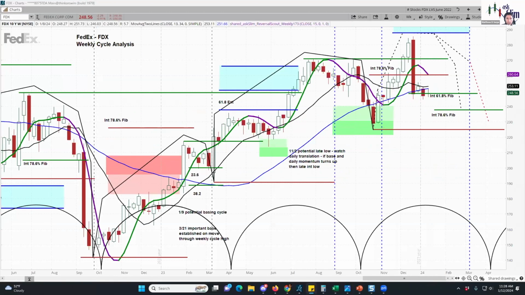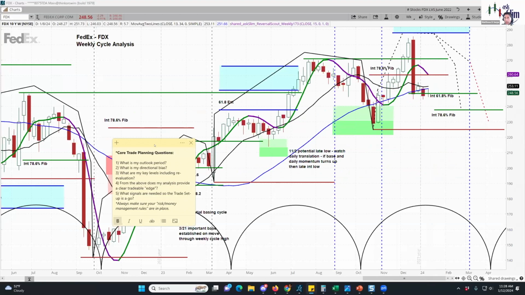And I also want to pull up this little checklist here regarding the core trade planning questions. So as Slim mentioned, Katie and RV, what we start with is our outlook period. Very critical to understand what your outlook period is, because that's where you'll be doing your work, setting up your levels, your reevaluations, and looking for signals to suggest that the trade is a go.